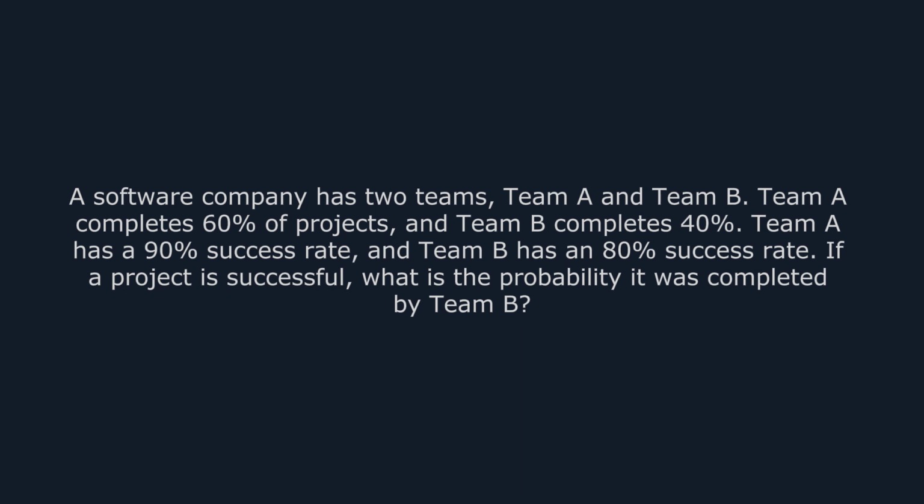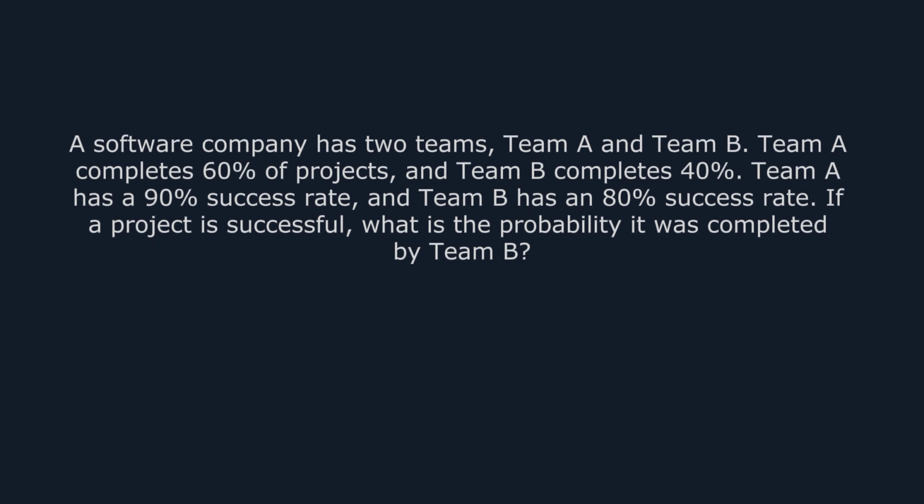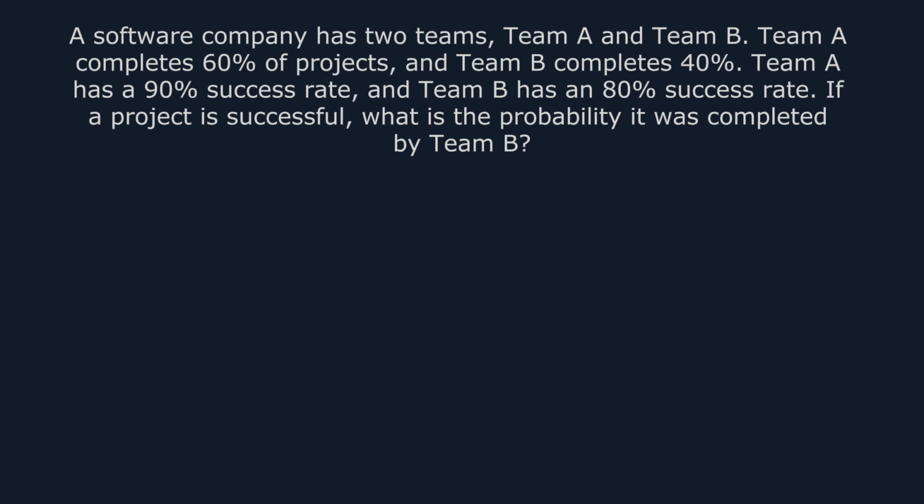We'll use Bayes' theorem again to solve this. And just like before, it helps to change the variables a bit for clarity. Let S be the event that a project is successful, and let B be the event that the project was completed by Team B. Now, just like we did in the previous problem, the first step is to look closely at what the problem is asking.